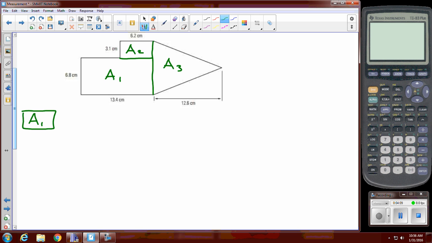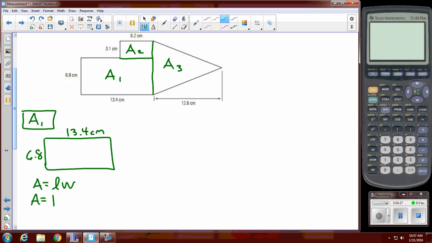So area 1 is simply this rectangle. It's 6.8 centimeters by 13.4 centimeters. So to find the area of this shape, we're going to multiply the length and the width. So I have 13.4 centimeters multiplied by 6.8 centimeters, which would give me an area of 91.12 square centimeters. So that is area 1, that rectangle.